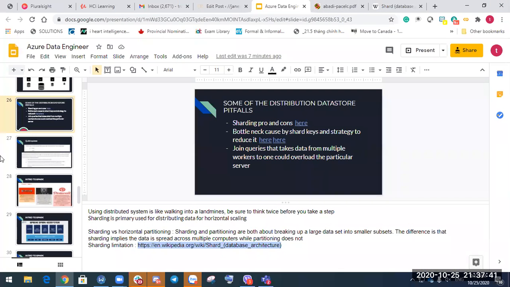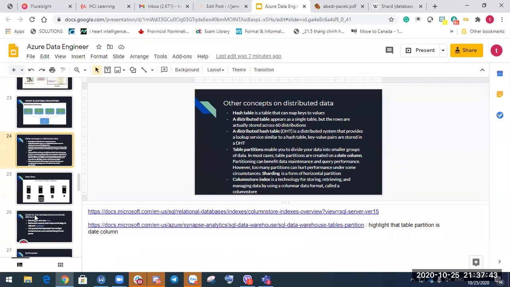Okay, so let's go back on this one and talk about this column. Sorry, let's talk about column store index. Remember, we talked about columnar data format, right? A column store index is just a technology to store, retrieve and manage data by using columnar format.